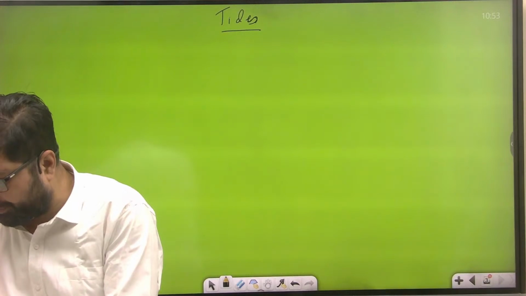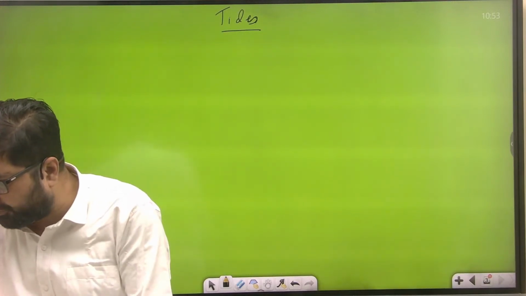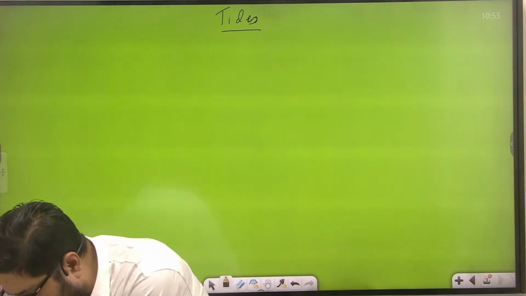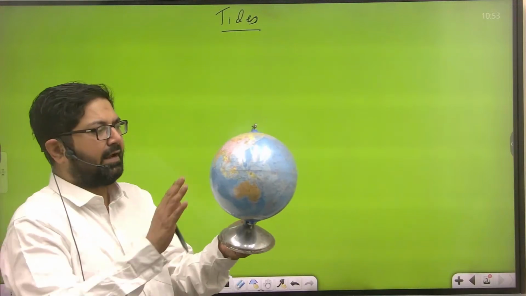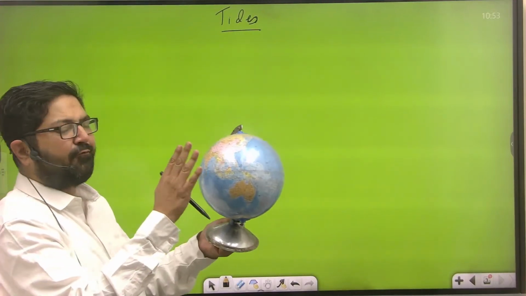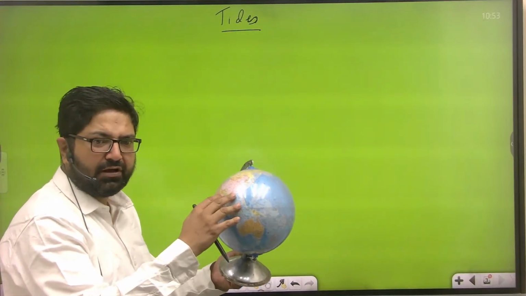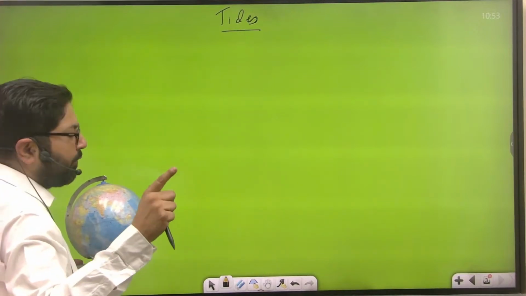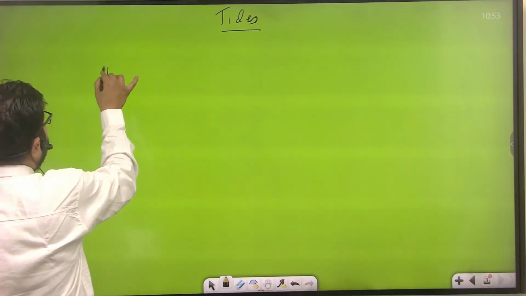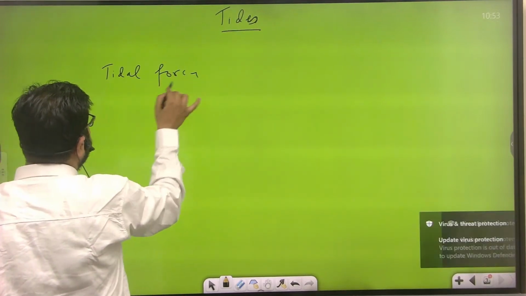Tide is a phenomenon which refers to the rise and fall of sea level under the tidal impact of the sun and moon. Tides refer to the rise and fall of sea level under the impact of the tidal force of the moon and sun. Here is one very important thing to make you understand. Tidal force is entirely different from gravitational force.